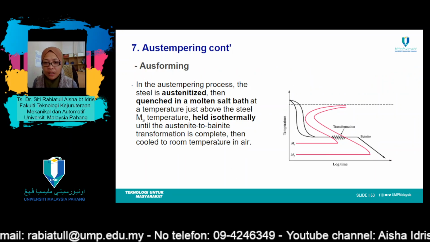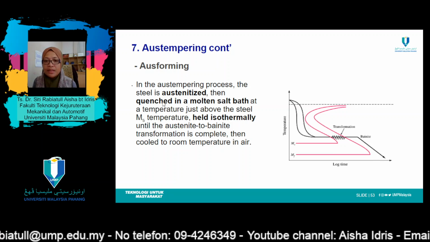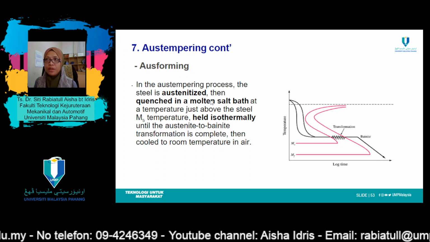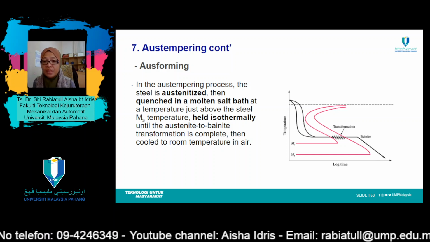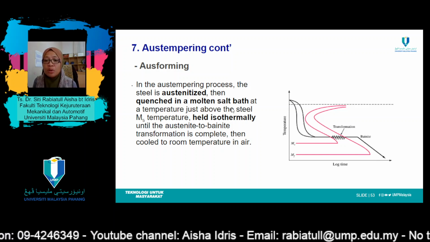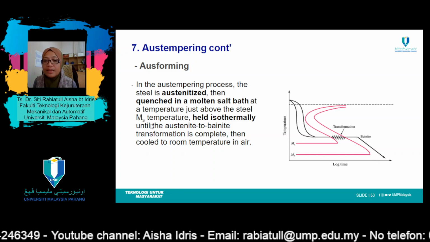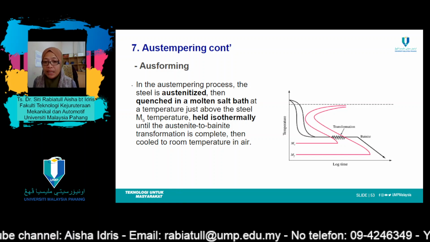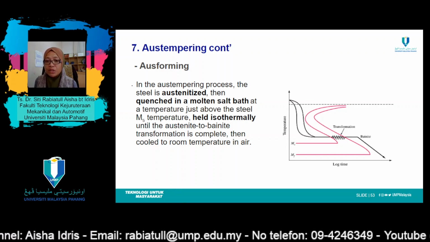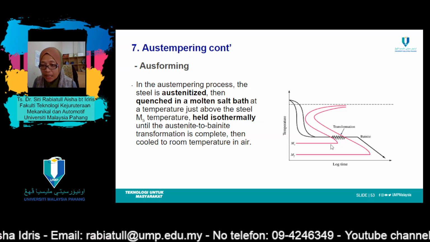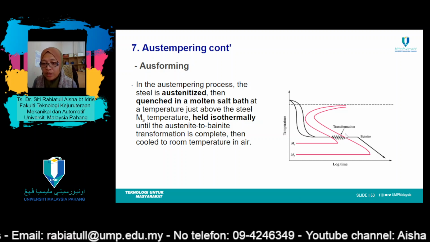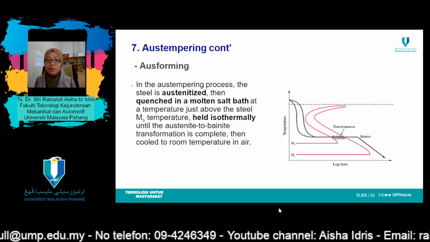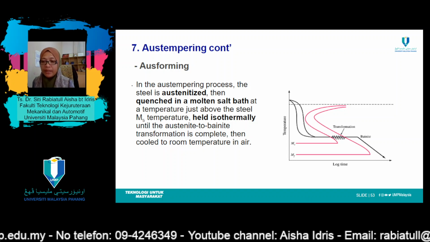So in the austempering process, the steel is austenitized, which is above 723 degrees C. Then it is quenched in a molten salt bath at a temperature just above the steel's Ms temperature. After that, hold it isothermally until the austenite to bainite transformation is completed. At this point, it will transform completely, then cool to room temperature. So that is called austempering.